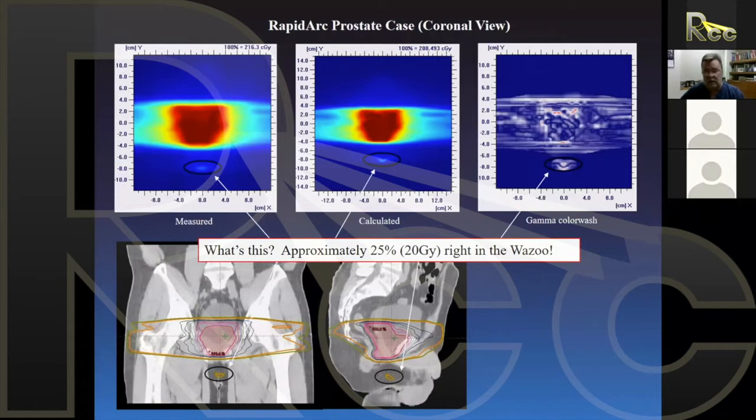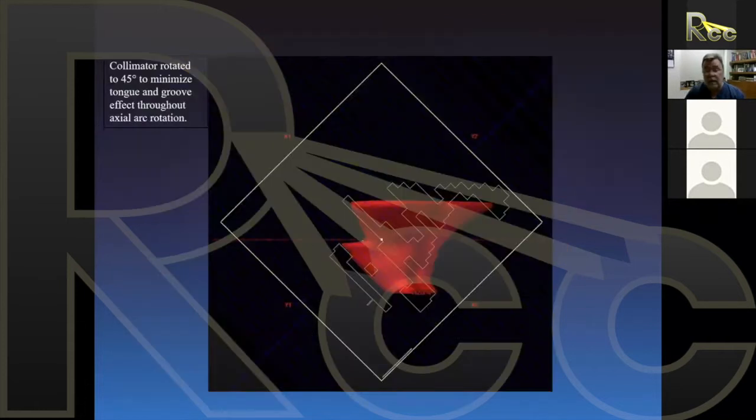We try to avoid having the MLC direction of travel be coincident with the gantry travel. This will exacerbate tongue and groove effects. So one of the common things is to rotate the collimator. And in this case, it was rotated 45 degrees.